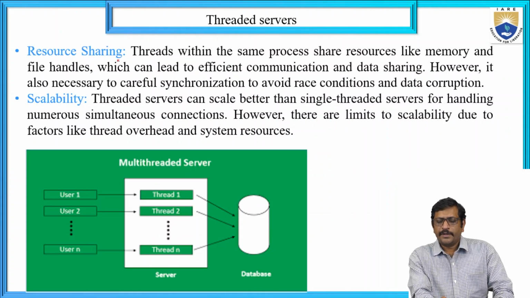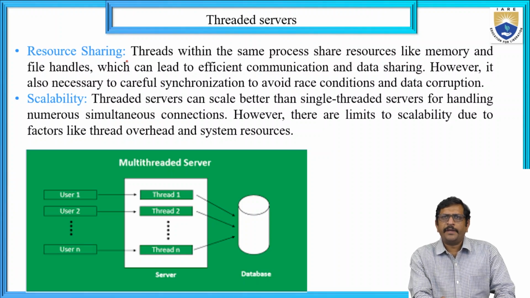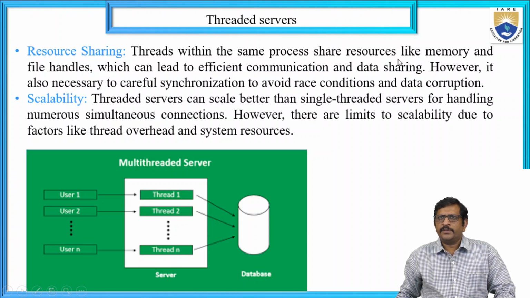The next key point is resource sharing. Resource sharing means threads within the same process share resources like memory and file handles, which can lead to efficient communication and data sharing. Whatever task you are performing, the resources can be shared. The instructions you have stored in memory, and the files you have stored, can be retrieved from the memory and processed.